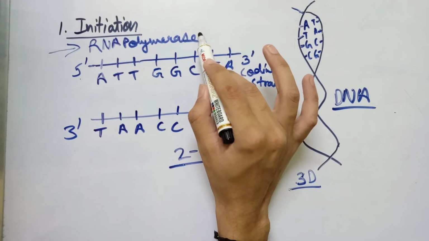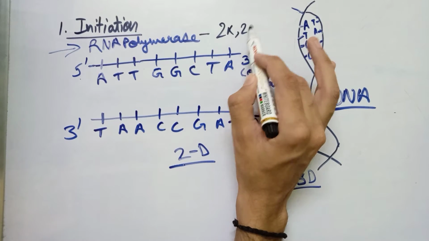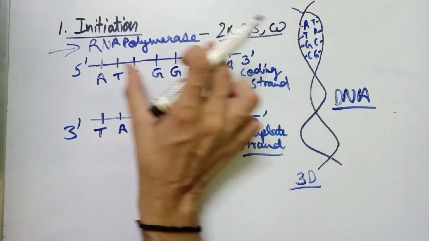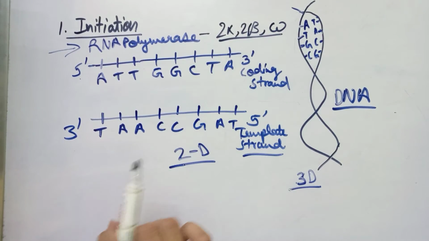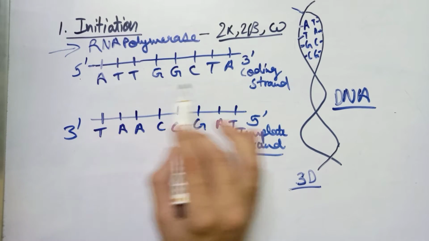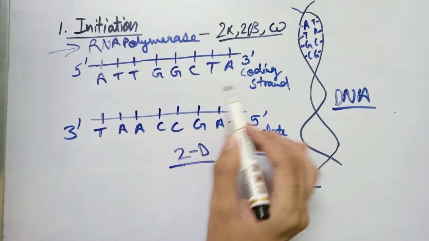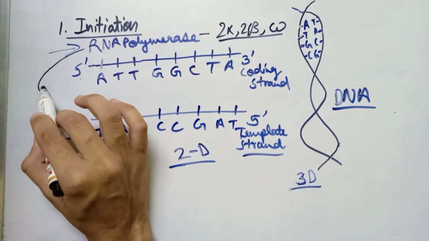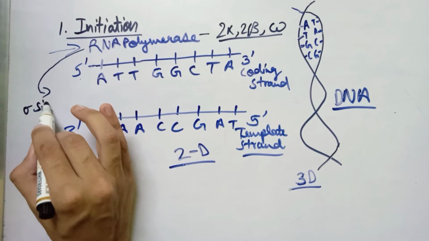The RNA polymerase is made up of 2 alpha subunits, 2 beta subunits, and 1 omega subunit. So this is the typical structure of the RNA polymerase. It is made up of these few subunits. And as I've told you, RNA polymerase helps in transcribing this double-stranded DNA and converts it into an mRNA. The RNA polymerase does this with the help of the sigma factor.